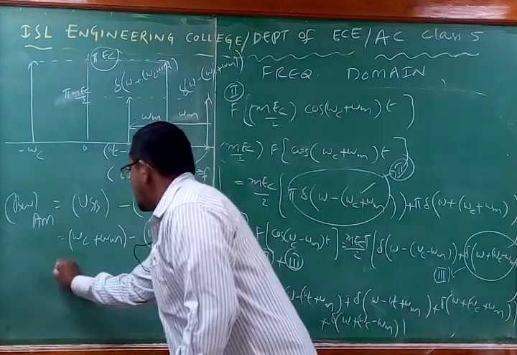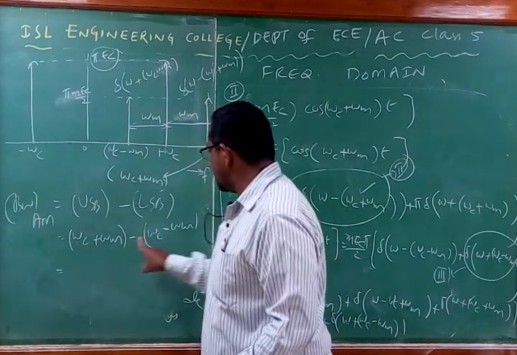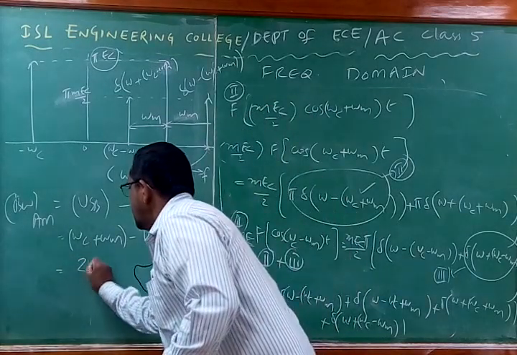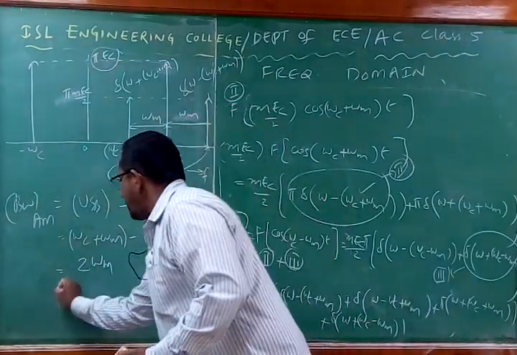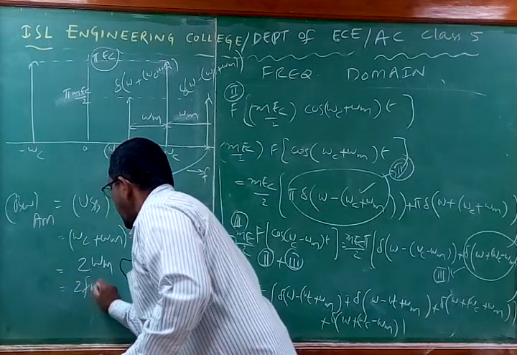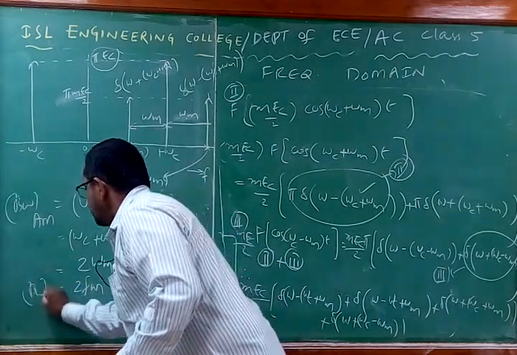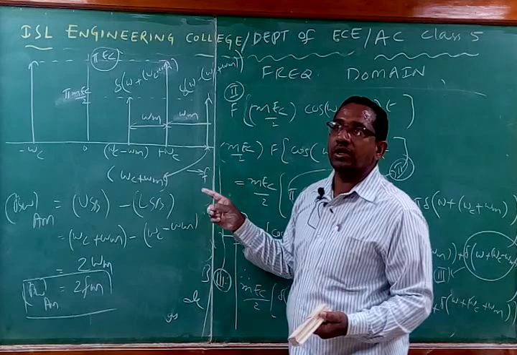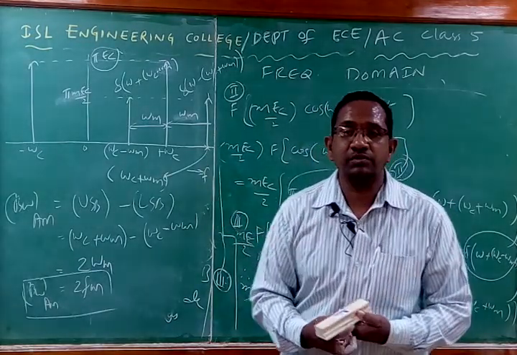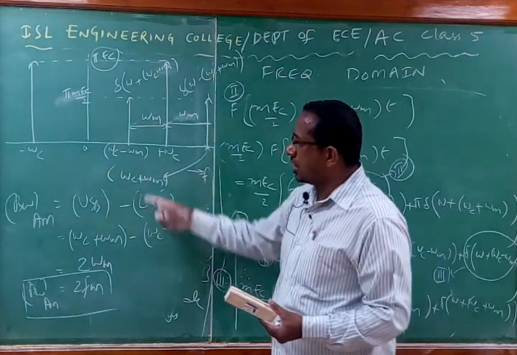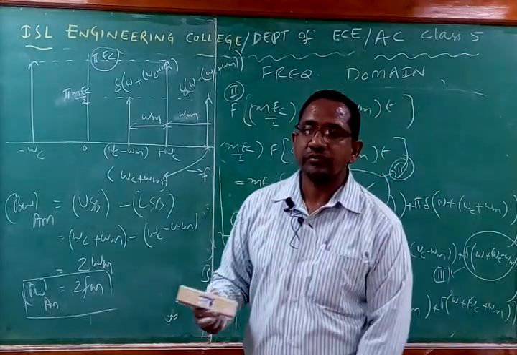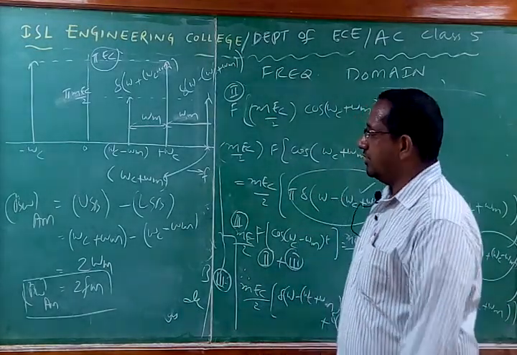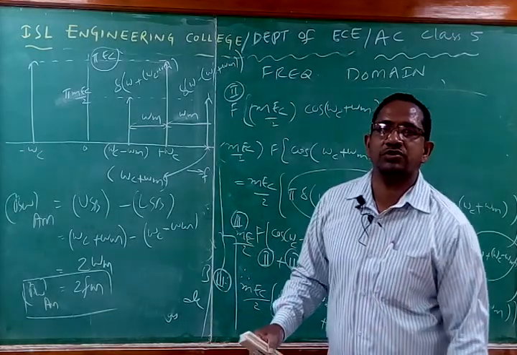So when you expand this, omega c minus omega c will get cancelled. This is omega m, minus into minus plus omega m, so we will be getting 2 into omega m. So the bandwidth is proportional to 2 into Fm. Therefore the bandwidth of the AM should be equal to 2 times Fm. That means the bandwidth is normally going to be occupied by double the frequency of the message signal. This is the conclusion we can make with this particular analysis. So this is the frequency domain analysis.